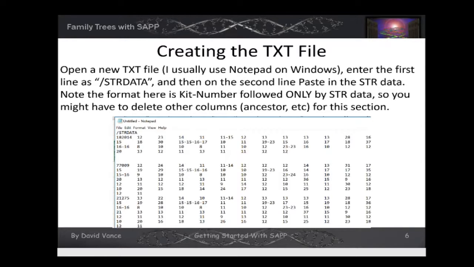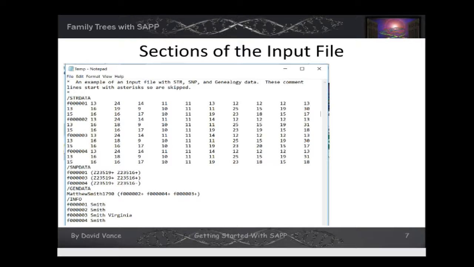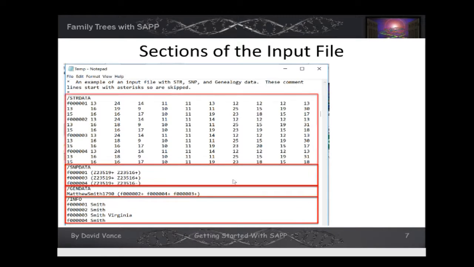So besides the STR data, of course, there's a lot of other information that you can put into a text file. So let's talk a little bit about some of the sections. Here's another input file I've created. It's a little simpler in terms of the kit information that's there, but it has a number of sections that you may find important. These are some of the most useful sections as you create a file for SAPP. So I will highlight them so that I can talk about them in sequence here.